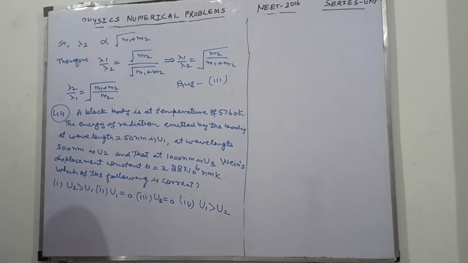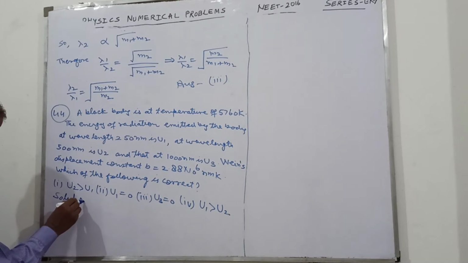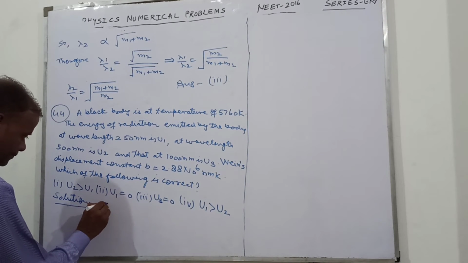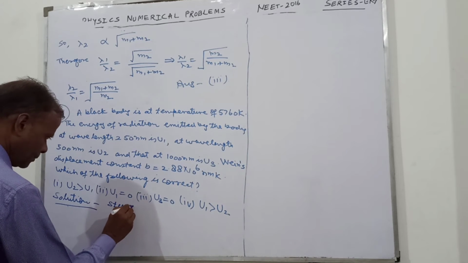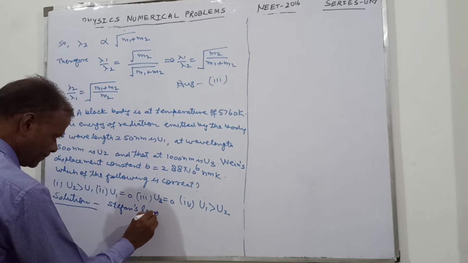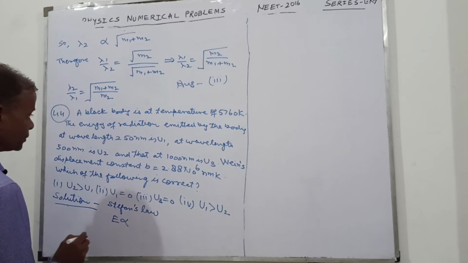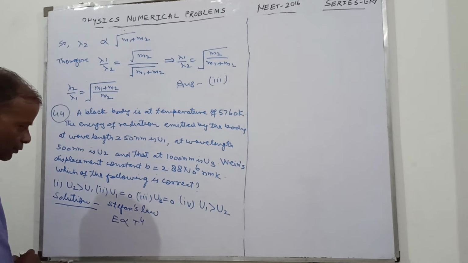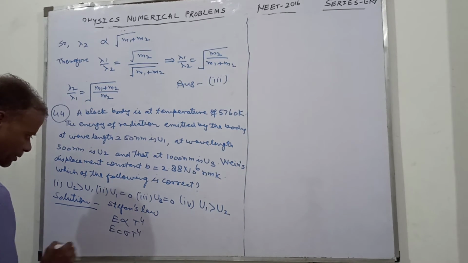So now the solution to this question. Now by Stefan's law, E is proportional to T to the power 4. So this E equal to sigma T to the power 4.